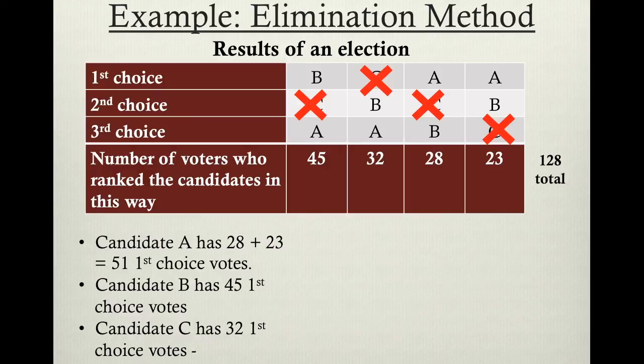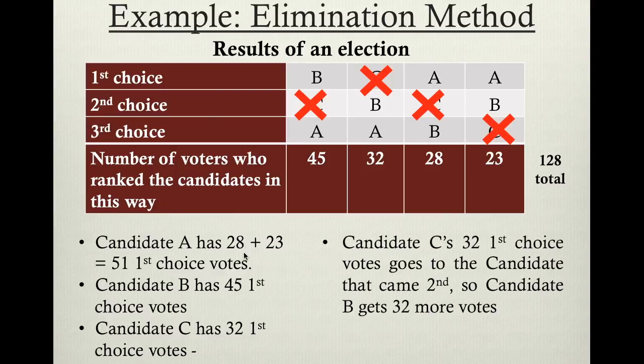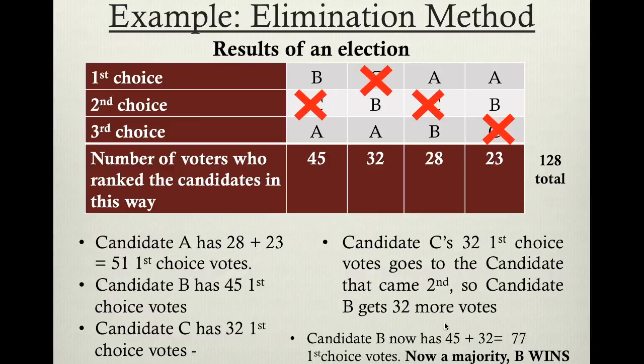So what do we do with those 32 first choice votes? Well, in the column that C did get first place, we're going to give the second place person those 32 votes. So lucky B, B gets those 32 votes, adding to the 45 that B already has. So now B has 45 plus C's 32, so 77 votes. Now B is the majority, so B wins because it has more than half the votes. If B did not have more than half the votes, we would continue and do A versus B and eliminate from there and so on, okay?